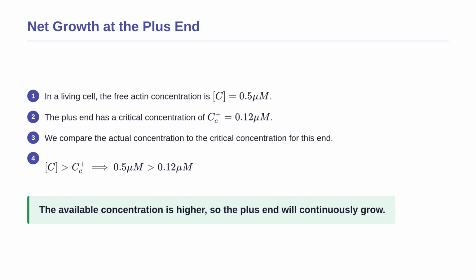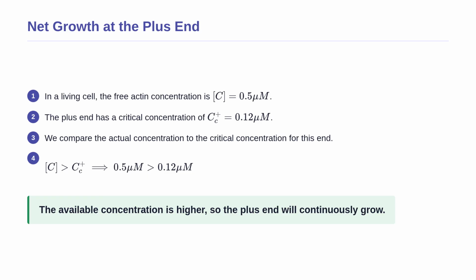Let us apply these growth conditions to a real biological scenario inside a human cell. We are given that the cell carefully maintains a free actin concentration of 0.5 micromolar. We are also given that the plus end of a specific filament has a critical concentration of 0.12 micromolar. We need to determine if this end will grow or shrink.